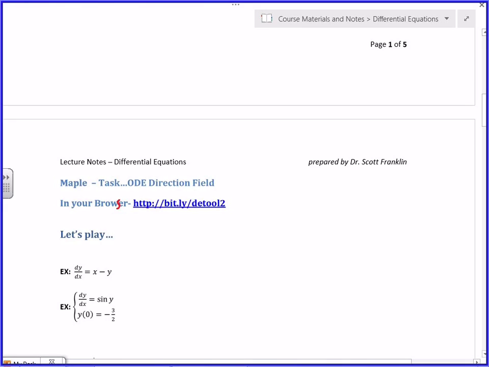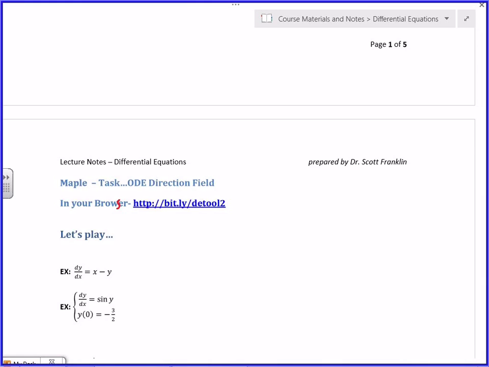Also, Maple has a tool in it to build these direction fields. But again, you have to have access to Maple, which means you'd have to come into the lab and use it here or over in the computer lab in the library. I did try to set up a way for you to remotely access Maple, and it failed miserably because not everybody was able to do this.